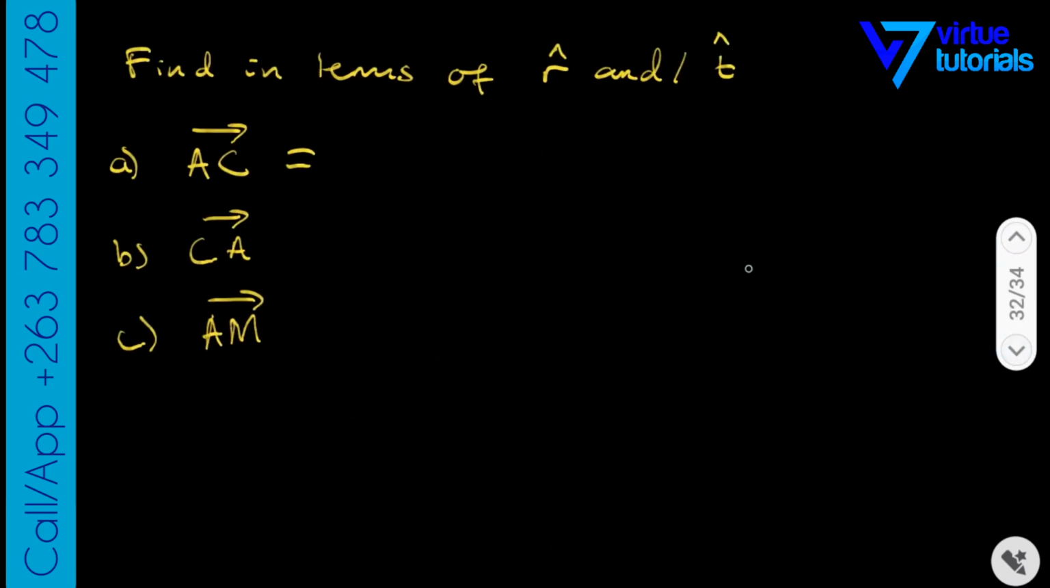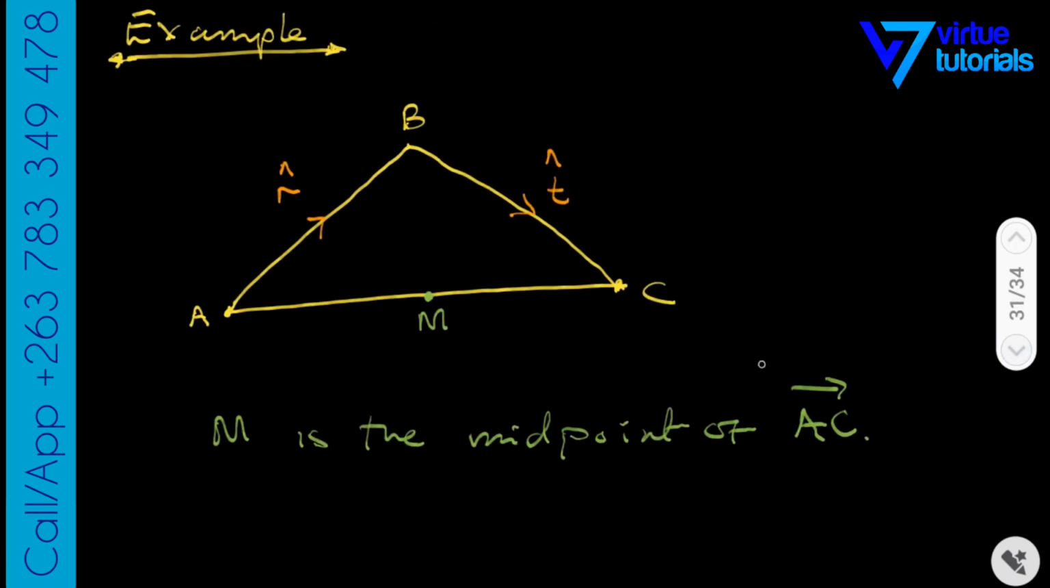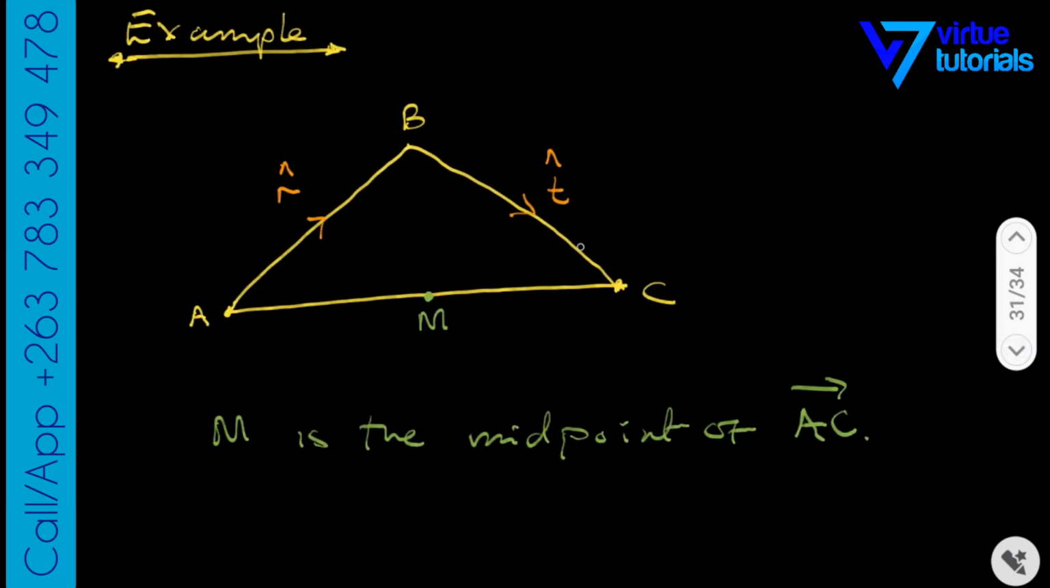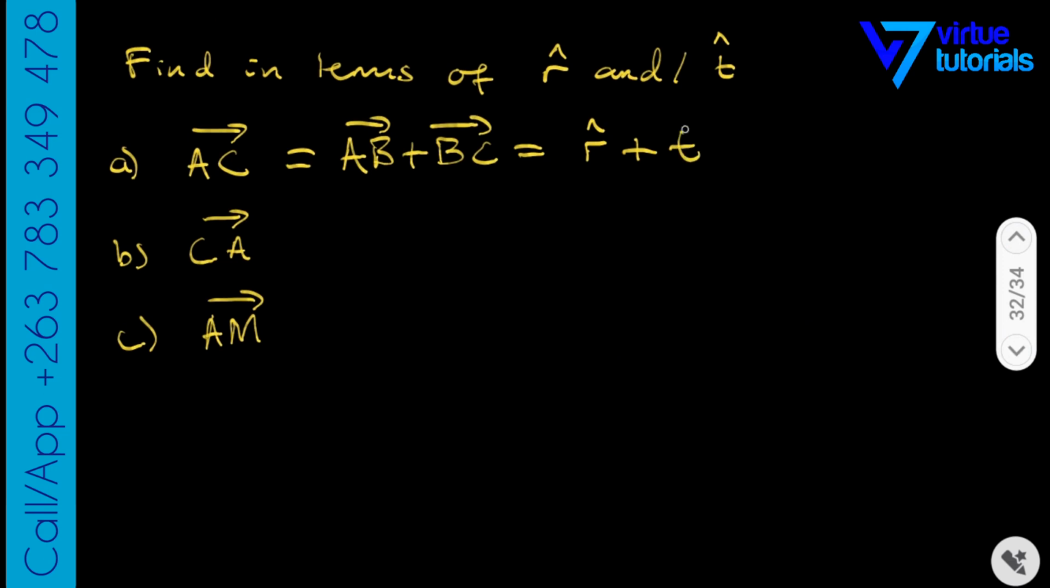So A to C is equal to A to B plus B to C. And my A to B is the vector R, plus my B to C is the vector T. So that's how you describe your A to C. Your A to C is simply R plus T. We've given the answer in terms of R and T. Then they are looking for CA.